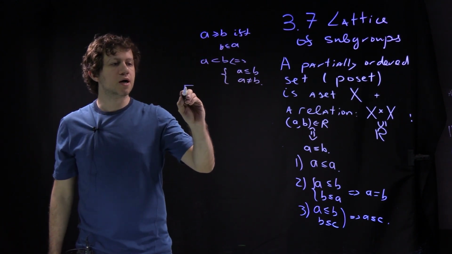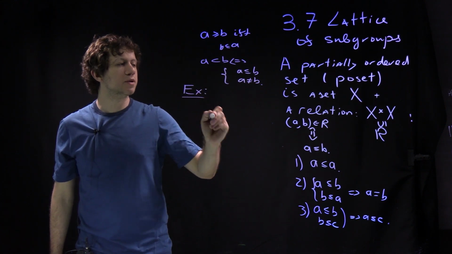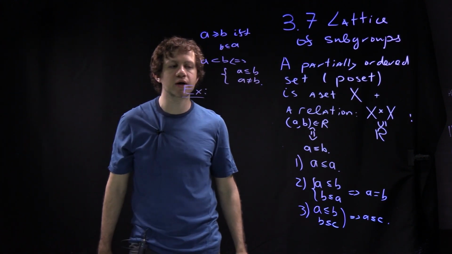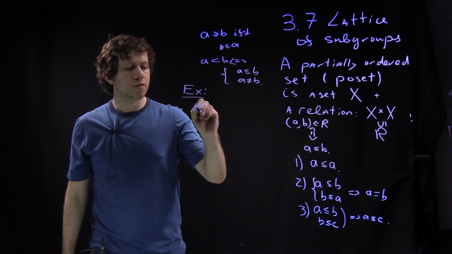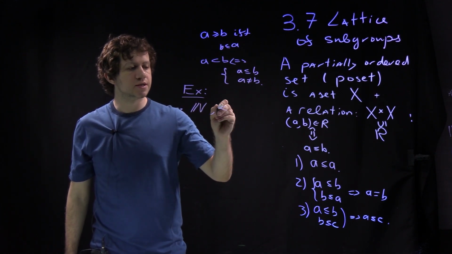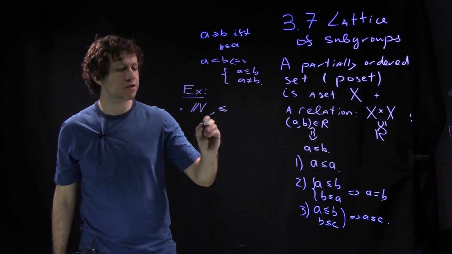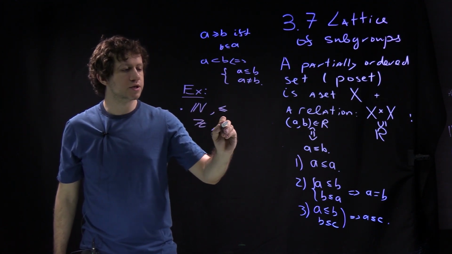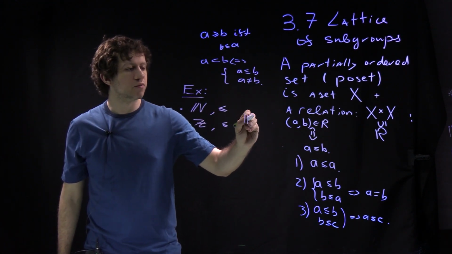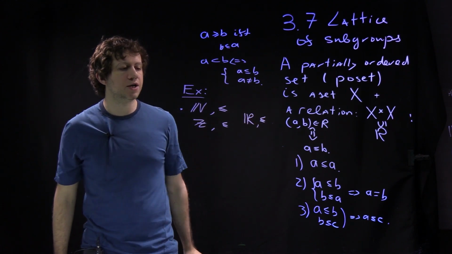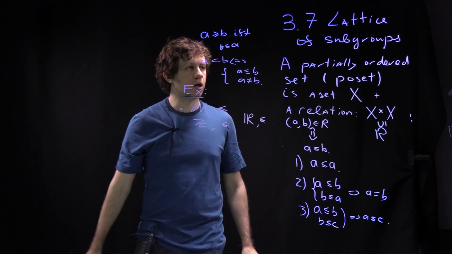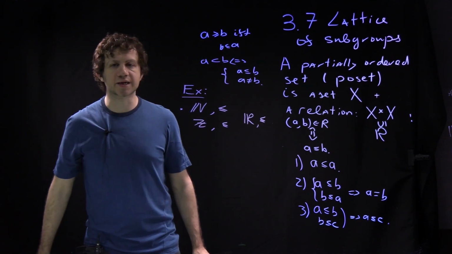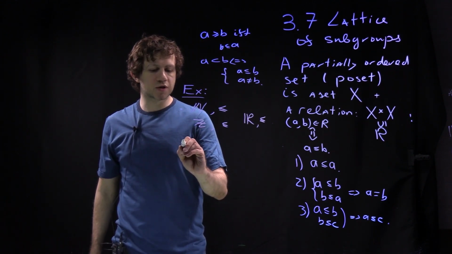There are lots of examples. That's a very basic structure in algebra, appearing everywhere. You can start with something like positive integers with the usual notion of being less or equal, or integers, or maybe real numbers. But for complex numbers, there is no natural order like that. But you can do something more strange.